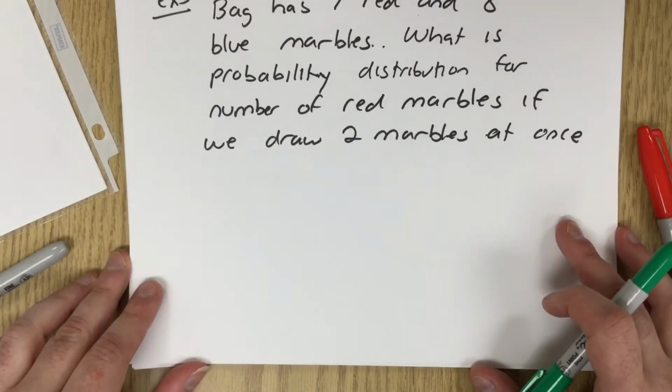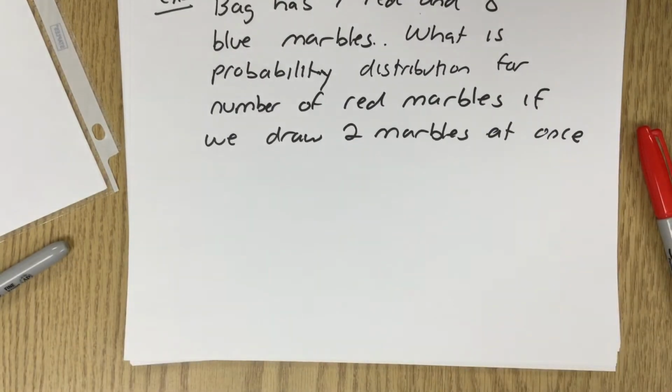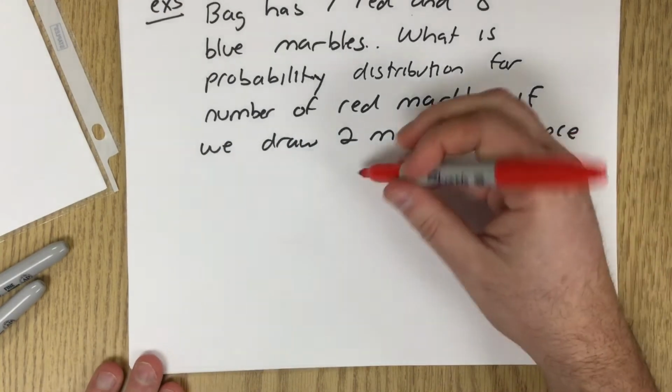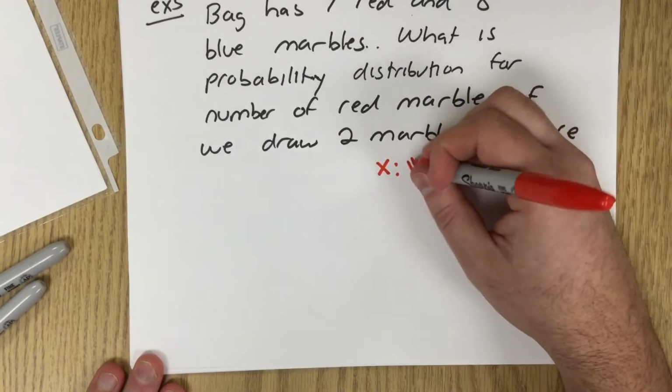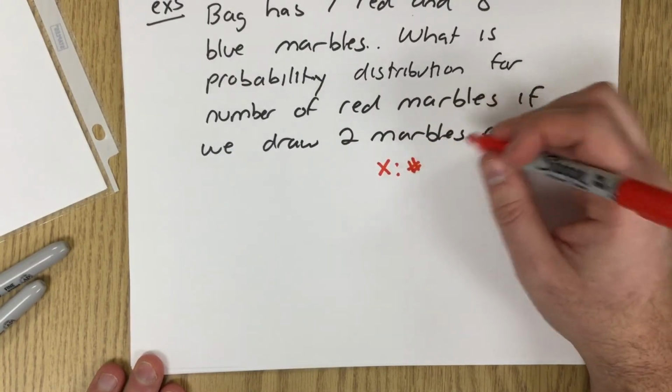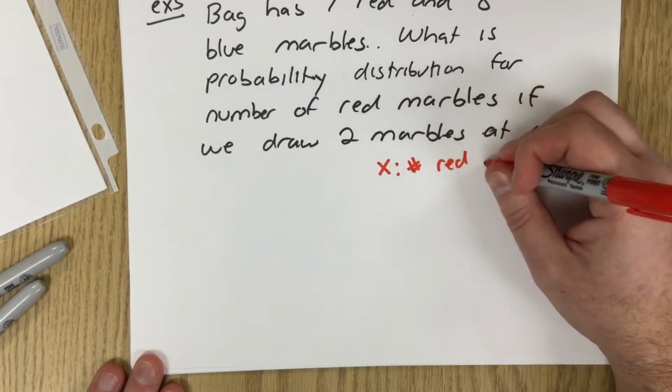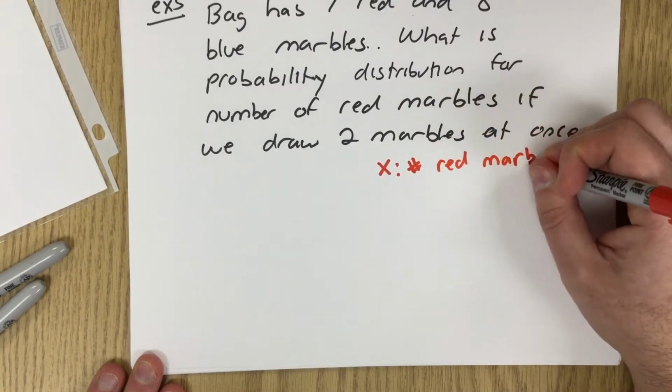A bag has 7 red and 8 blue marbles. What is the probability distribution for the number of red marbles if we draw 2 marbles at once? So I'm going to say that X is the number of red marbles.